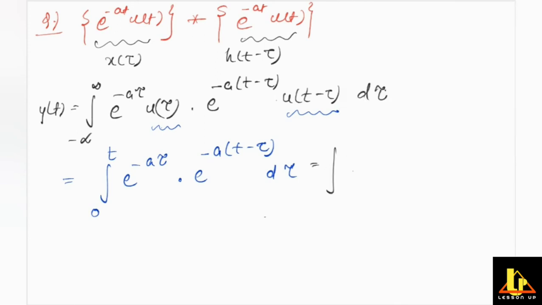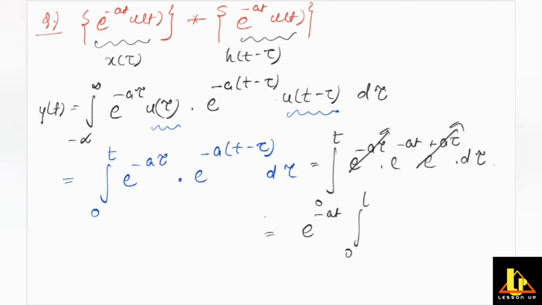You will get integral from 0 to t of e to power minus a tau into e to power minus a t into e to power plus a tau d tau. Now these two will get cancelled and you will get e to power minus at times the integration from 0 to t of d tau, and you will get e to power minus at into t u of t.